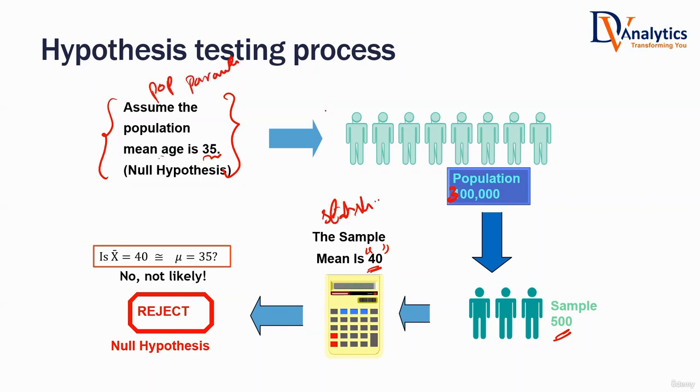Now, there is one interview question which is asked: what is the difference between a parameter and a statistic? What should be the answer? A parameter is calculated on the population or the full data. A statistic is a measure that is calculated on a sample.